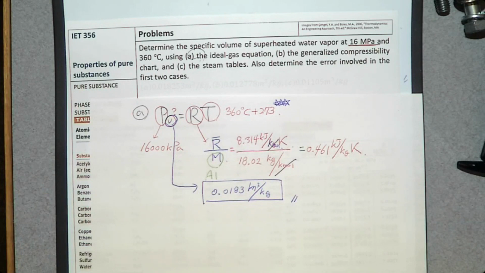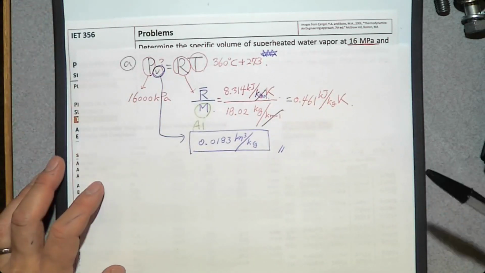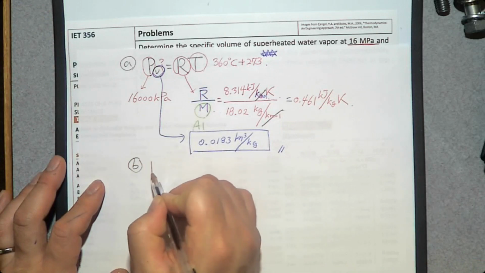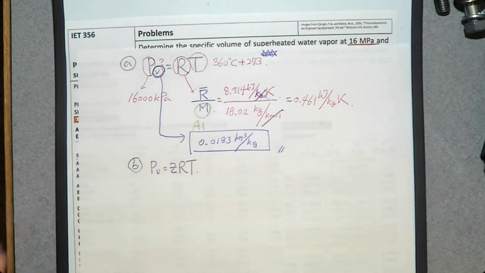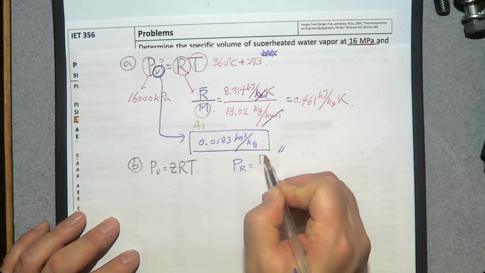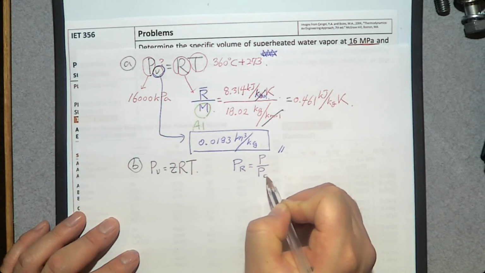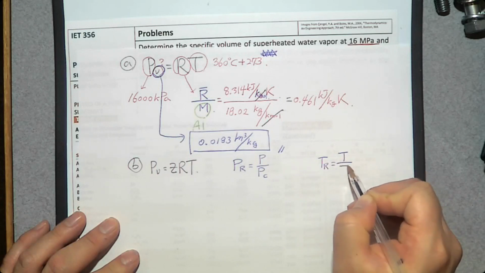Now, let's use the modified ideal gas equation with compressibility factor Z. The equation looks like this: PV is ZRT. Then the question is how to evaluate this Z. We can use reduced pressure and reduced temperature. Reduced pressure can be determined by pressure divided by critical pressure, and reduced temperature can be determined by temperature divided by critical temperature.